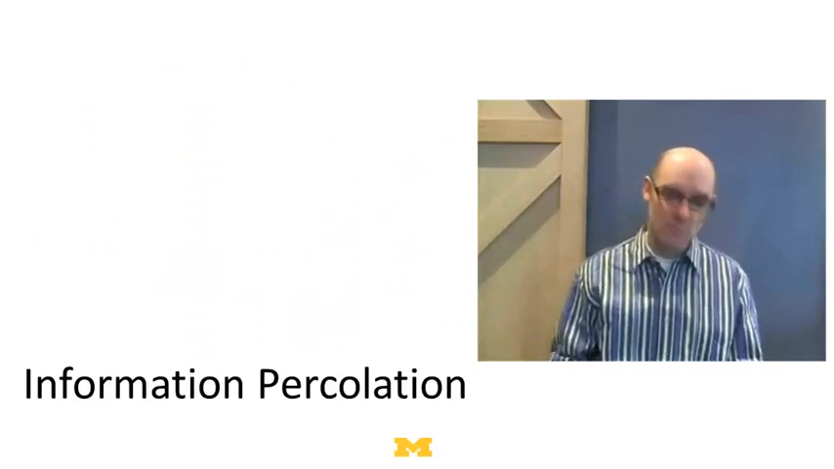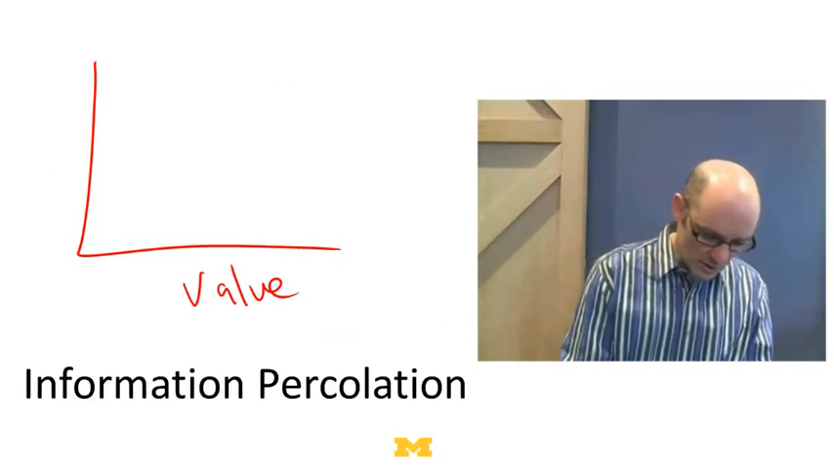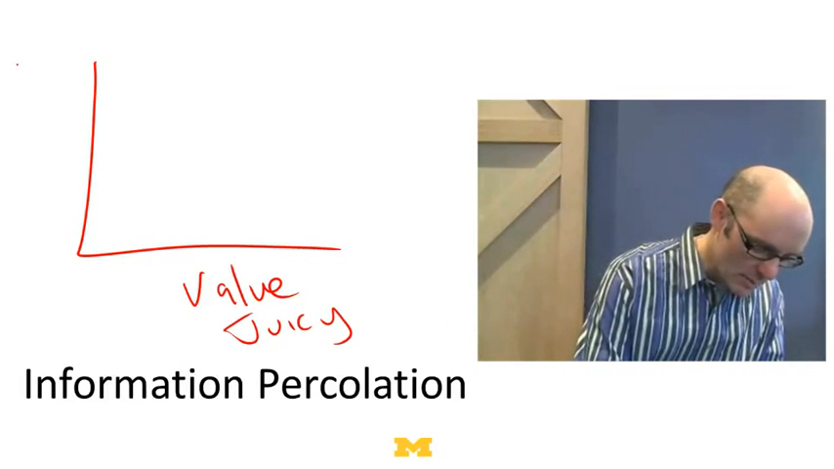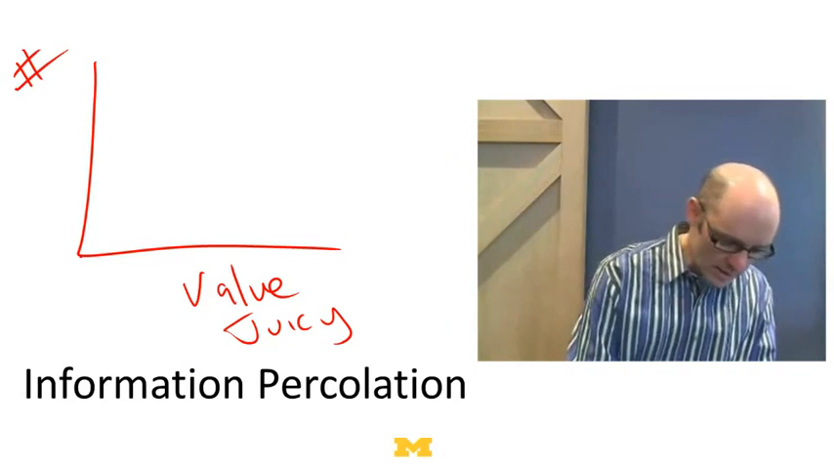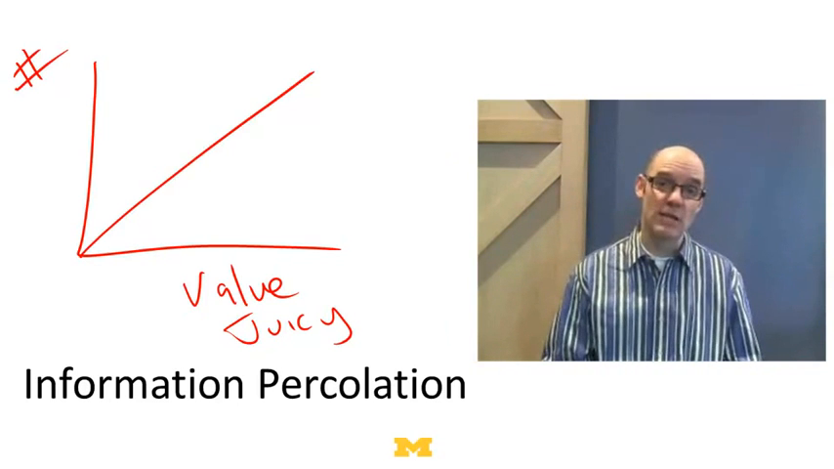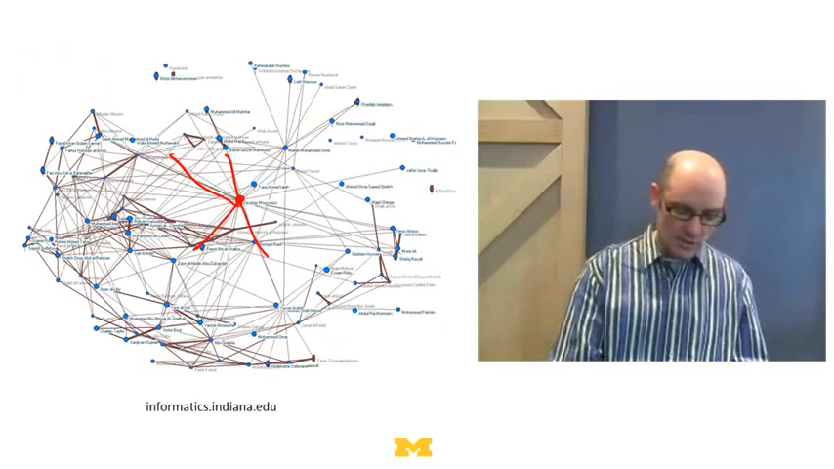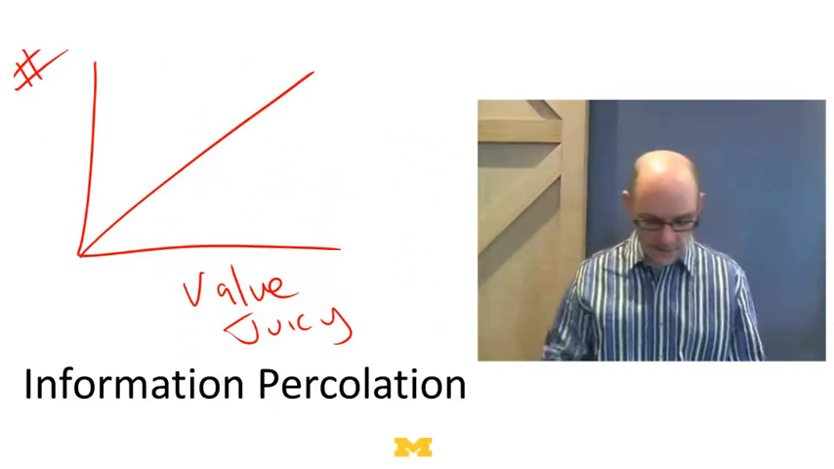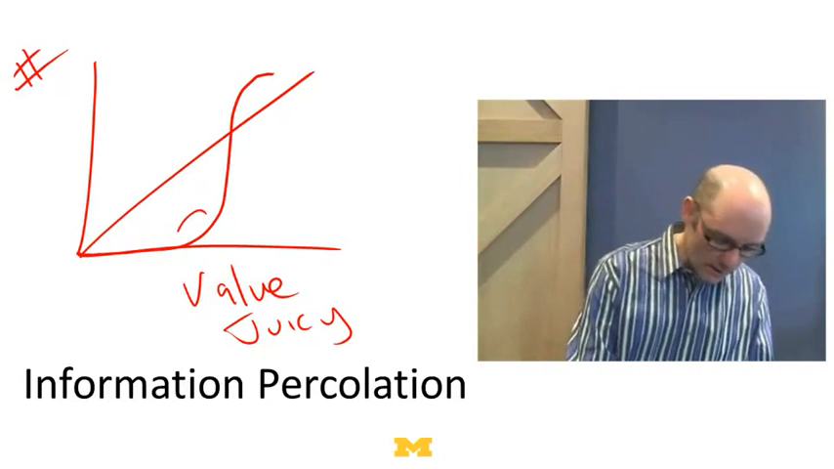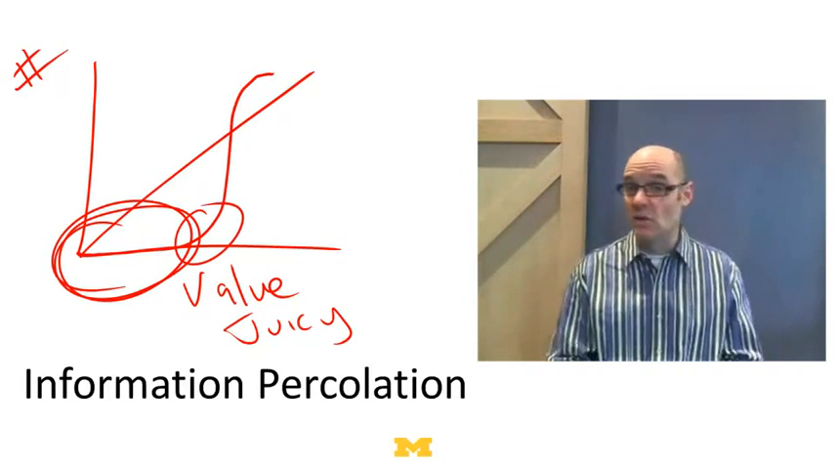Let's go back and think about information percolation. You might think, here's the value of a piece of information, or here's how juicy a piece of gossip is. And here's how many people hear. Now you might think that should be linear. The more valuable the information, the more juicy the gossip, the more people should hear. But if you actually construct a network model that looks something like this, and assume that there's some probability of people telling people across links, what you're likely to get is something that has a bit of a tip. Nothing happens if it's not very juicy or the value of the information is pretty low.